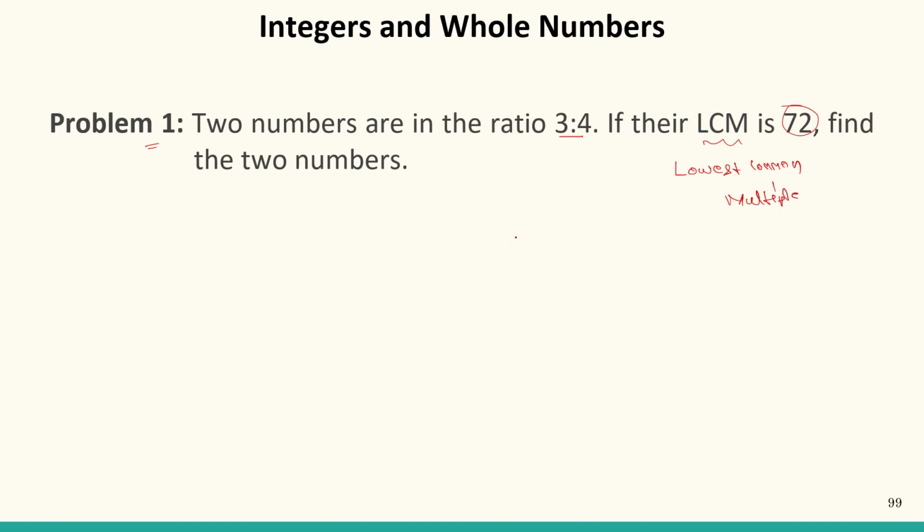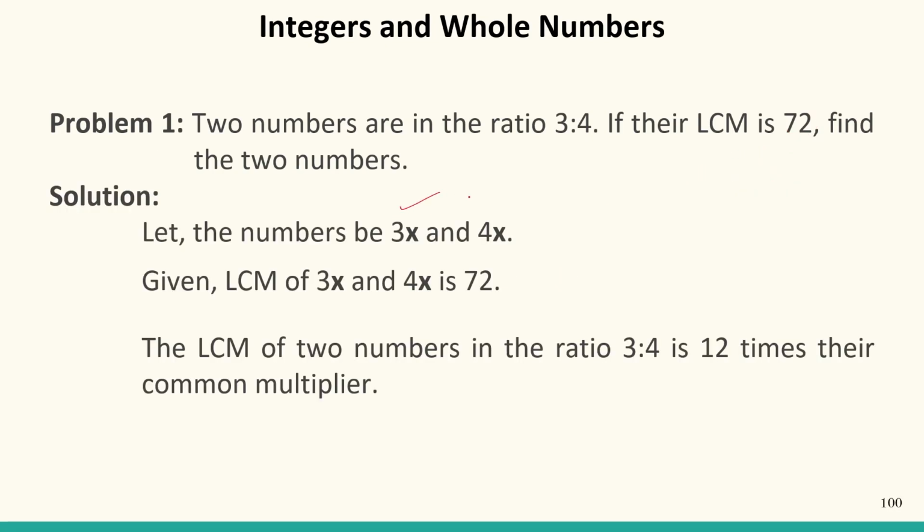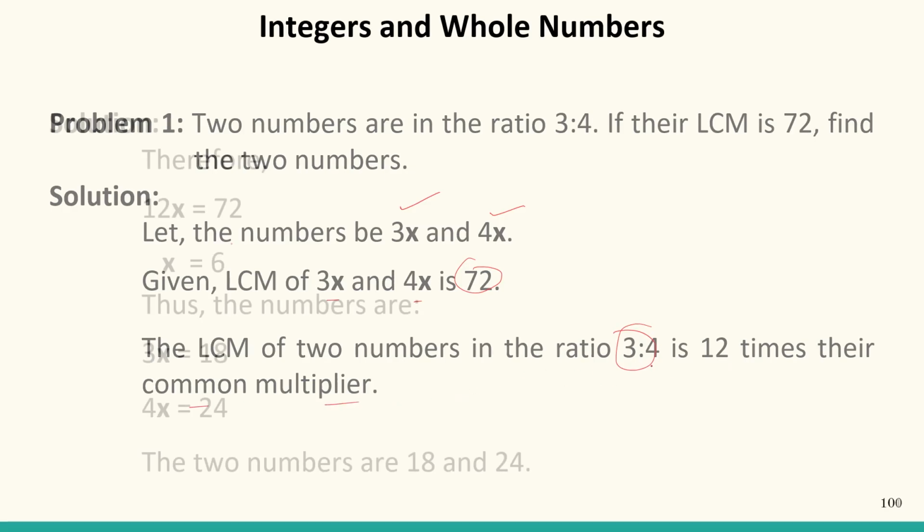Let the numbers be 3x and 4x, since their ratio is 3:4. Basically their common factor is x. It is given that their LCM is 72. The LCM of 3x and 4x will be 72. The LCM of two numbers in this ratio is 12 times their common multiplier.